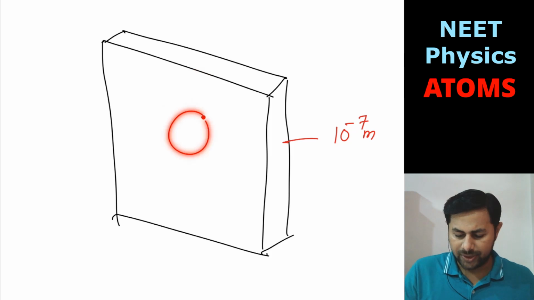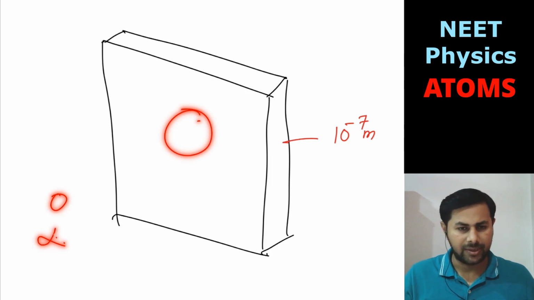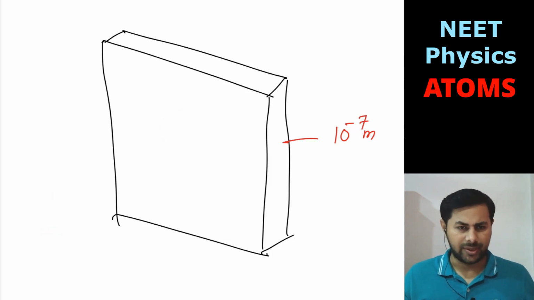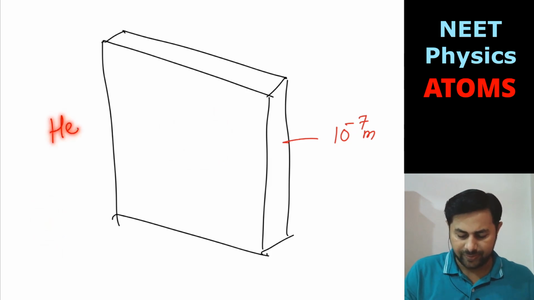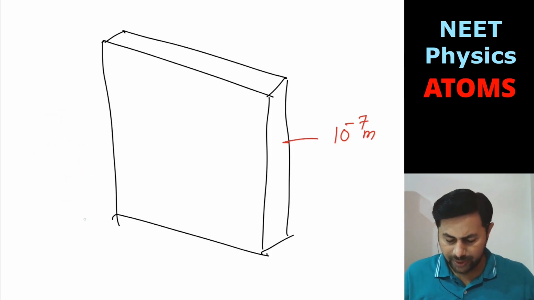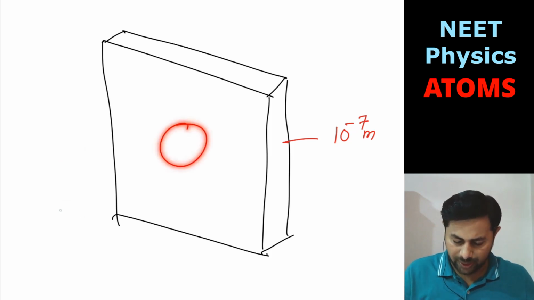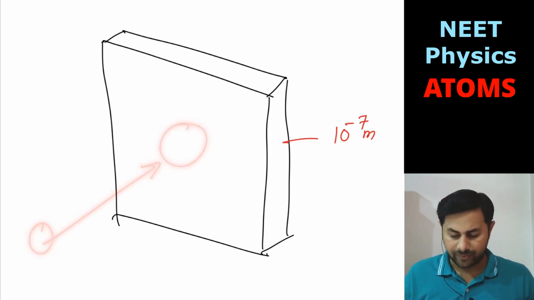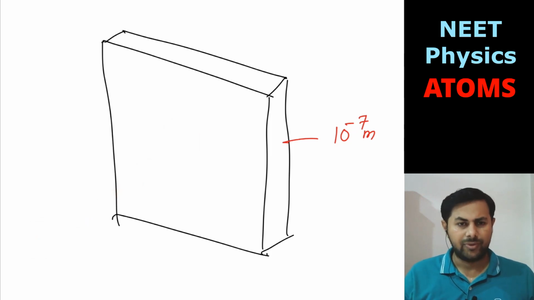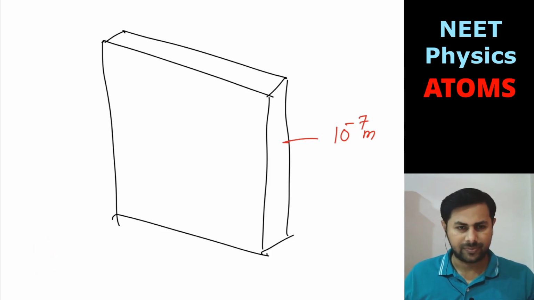Suppose this is a gold atom, and this is your alpha particle. Now what is an alpha particle? An alpha particle is a helium nucleus. He has atomic number 2 and mass number 4. Now suppose it goes closer to the gold nucleus, what will happen? There would be a repulsion between them, between the alpha particle nucleus and the gold nucleus.